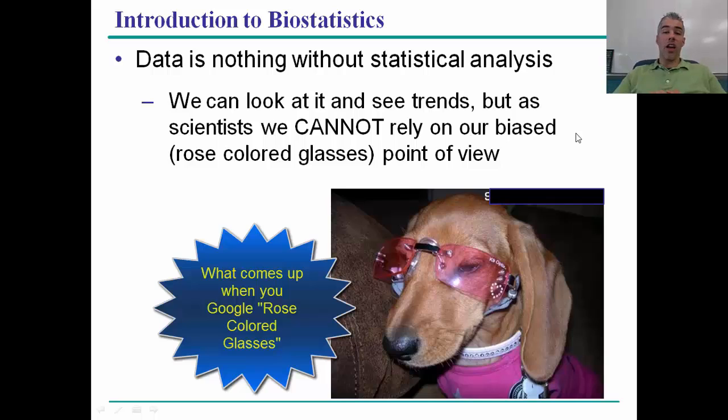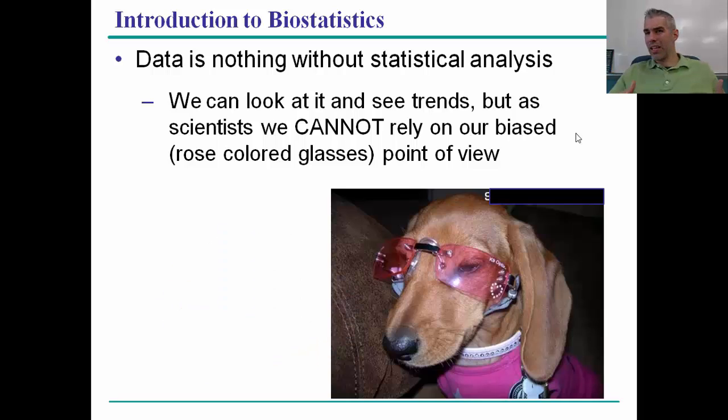Data that we have is nothing without statistical analysis. You can look at it, you can see trends, so you can get an idea of what your data kind of means, but you can't actually make any conclusions from that data because we bias. Whether purposely or not purposely, we will bias our data. And that's a big problem. We don't want to skew our results and our conclusions based on our preconceived notions of what we think should happen.